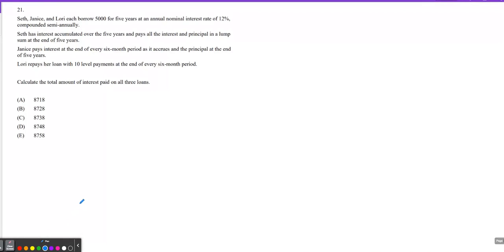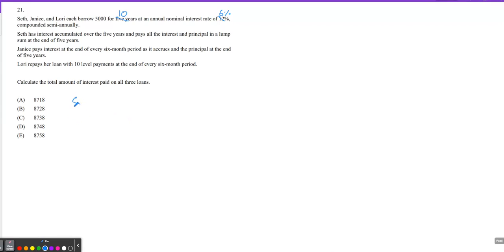Seth, Janice, and Lori each borrow 5 Gs for 5 years at an annual nominal interest rate of 12%, compounded semi-annually. Now, we want to work with time periods, so we really are going to have 10 time periods, and the interest rate is going to be 6% that we're going to use, okay? Seth has interest accumulated over the 5 years and pays all the interest and principal in a lump sum at the end of 5 years. Janice pays interest at the end of every 6-month period as it accrues, and the principal at the end of 5 years. Lori repays her loan with 10 level payments at the end of every 6-month period. Calculate the total amount of interest paid on all 3 loans.